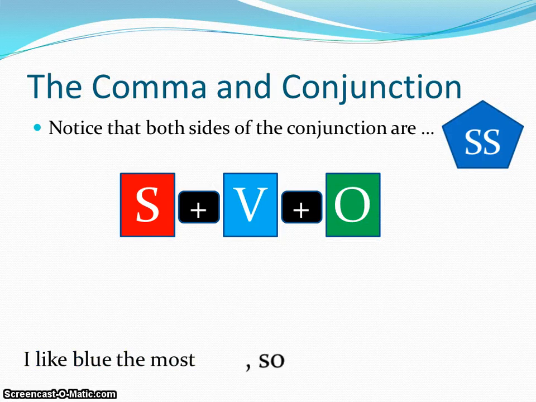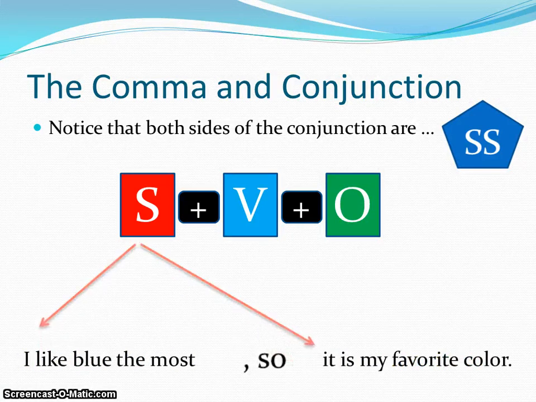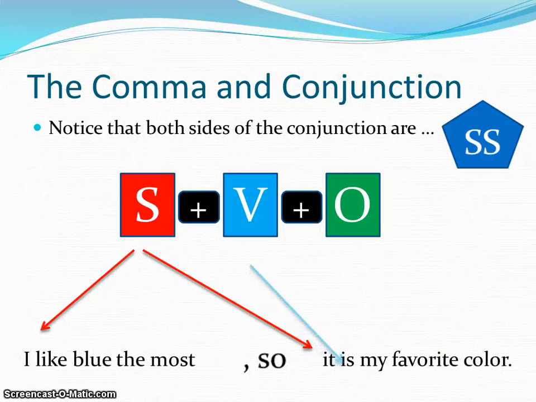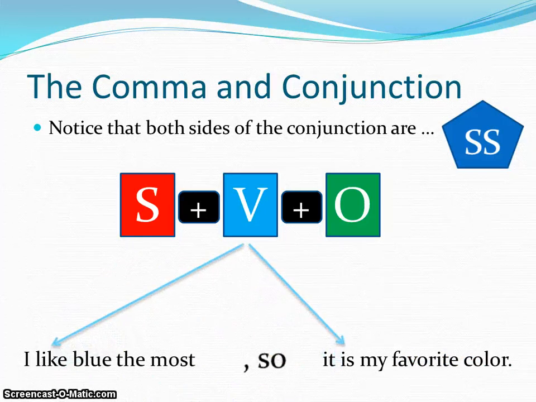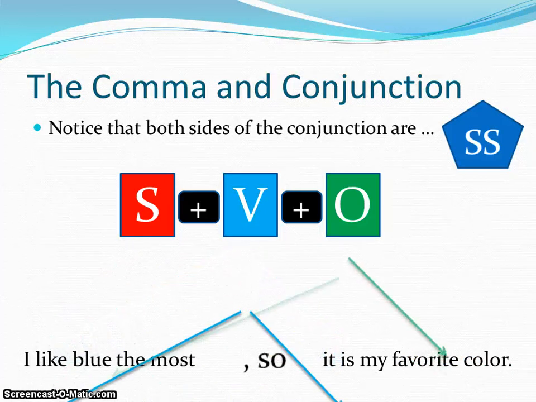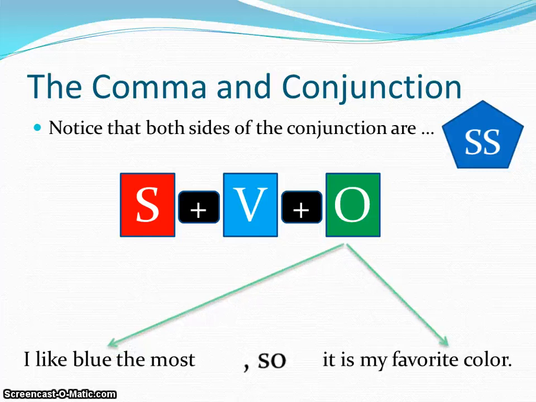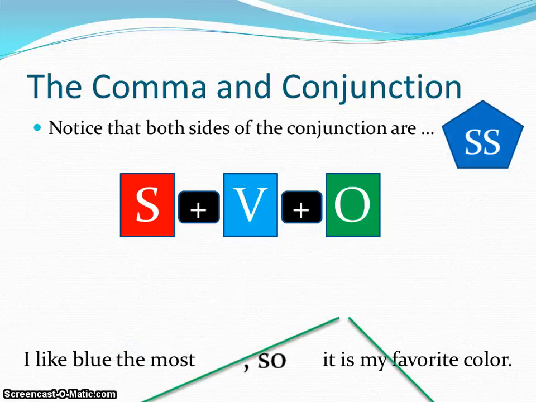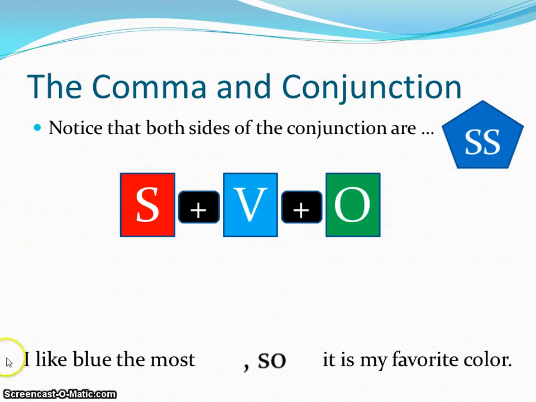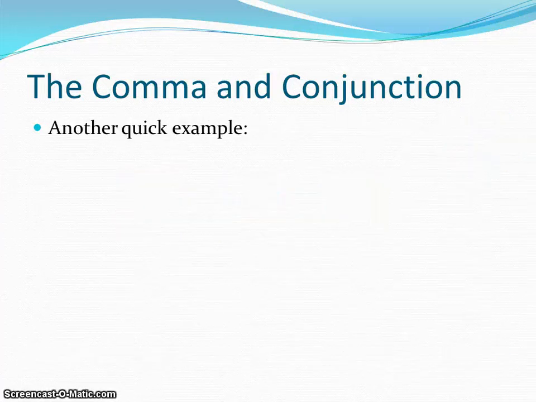Here's that pattern again. "I like blue the most, so it is my favorite color." There are our subjects, I and it. Here are our verbs, like and is. And then what are the objects? Blue and color. So knowing that, seeing that both sides, both this simple sentence and this simple sentence, can stand on their own, makes this pattern work.